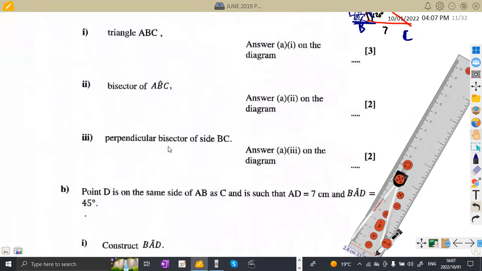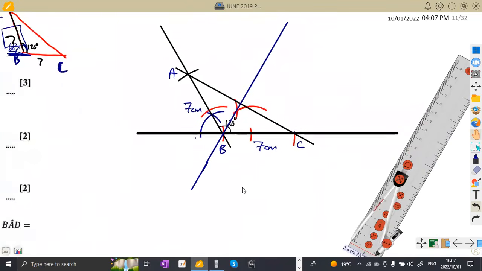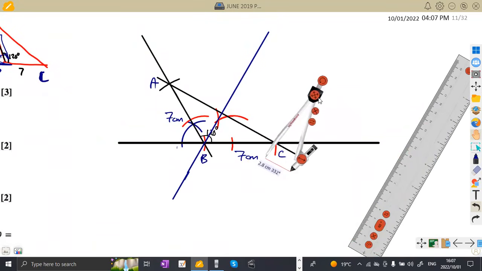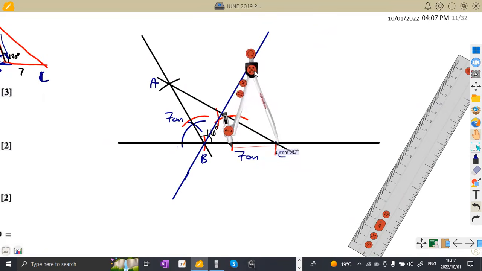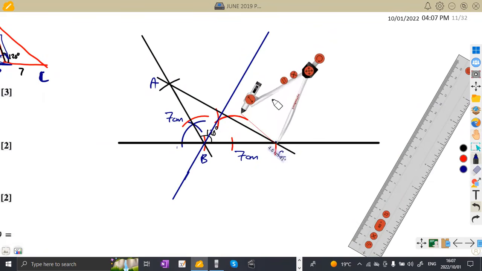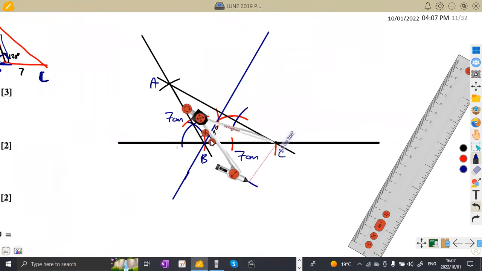Now we move to the perpendicular bisector of side BC. Okay, this is the BC that we are having here. So the perpendicular bisector is the line bisector. Actually, you simply bisect this line. Remember, by bisecting the line, you are simply finding the perpendicular bisector. So remember, to bisect a line, you need to move more than half. We mark points from B and C, which are more than half of the line. So you have to have an arc on top and another arc below.